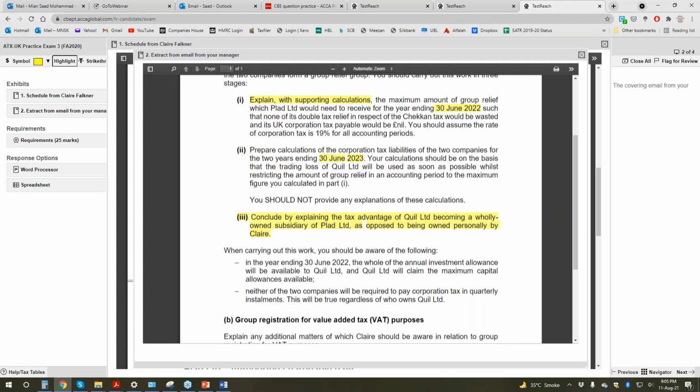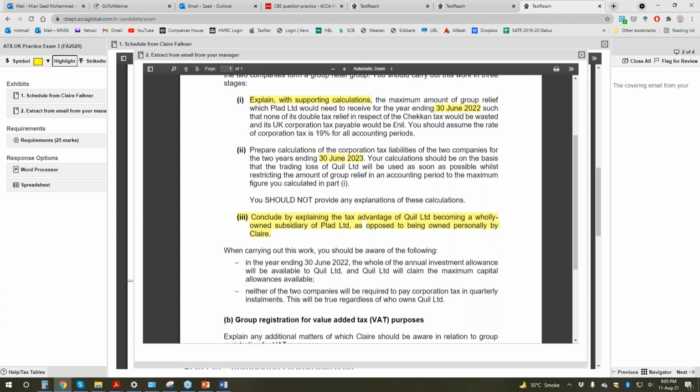They can also make a 75% gain group with which they can share their gains, and this relief will not be available if the companies are owned personally by Claire. So always look for the easy marks. Now, being a student, I will be satisfying myself. Okay, I know the answers to parts B and C, and I know something that is very easy in part A as well. So let's see what is the best I can do in part A in the remaining parts.